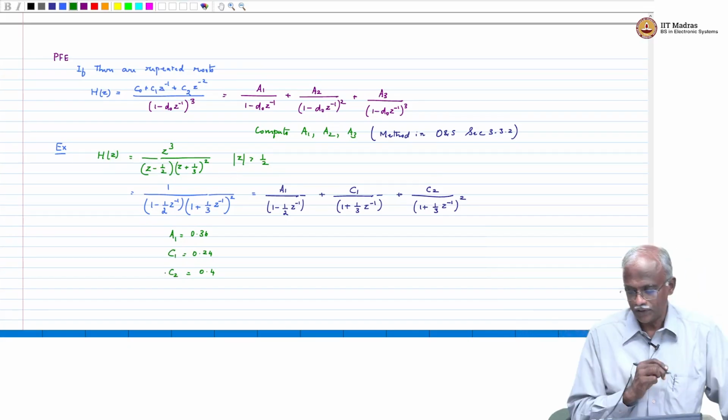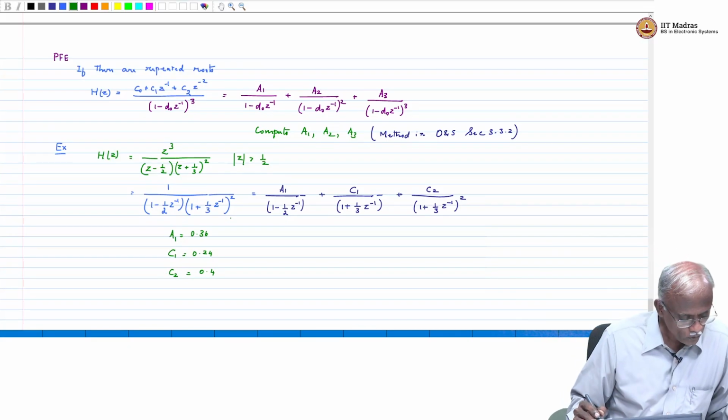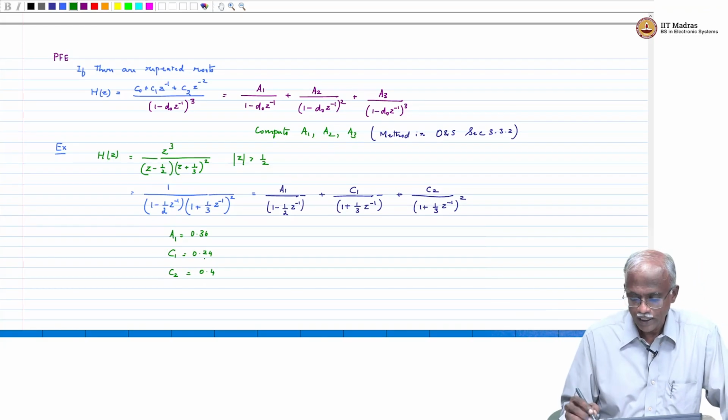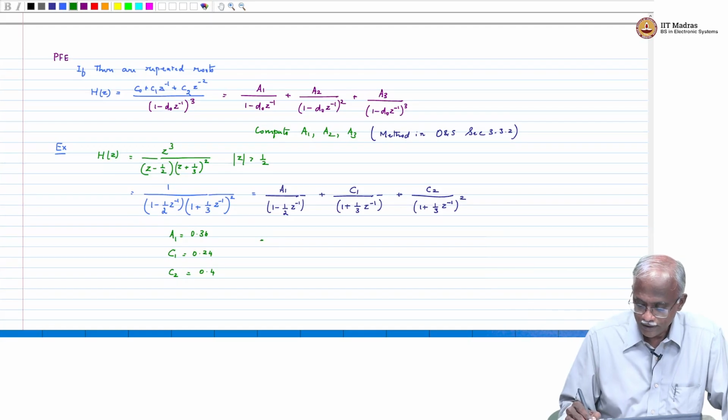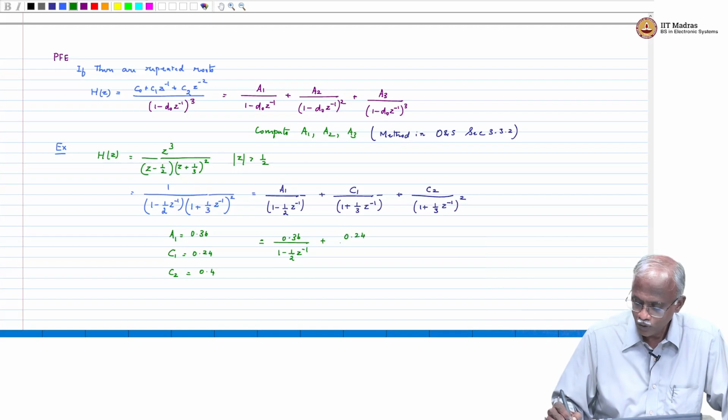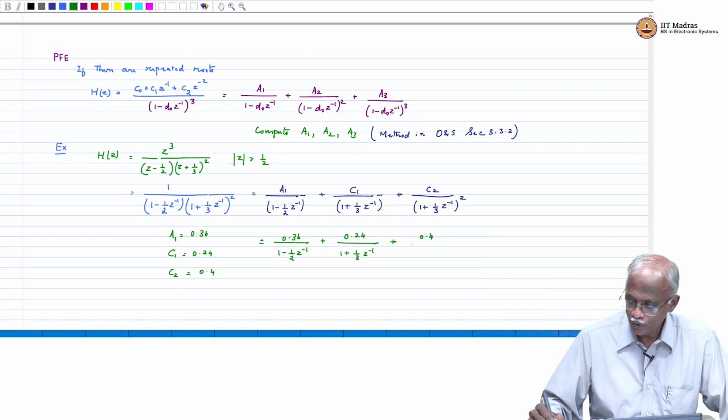C1 and C2, sorry, thank you. So please go through and verify that you are getting these results. So what we get is this is equal to 0.36 divided by 1 minus 1/2 z inverse plus 0.24 divided by 1 plus 1/3 z inverse plus 0.4 divided by 1 plus 1/3 z inverse, the whole square.